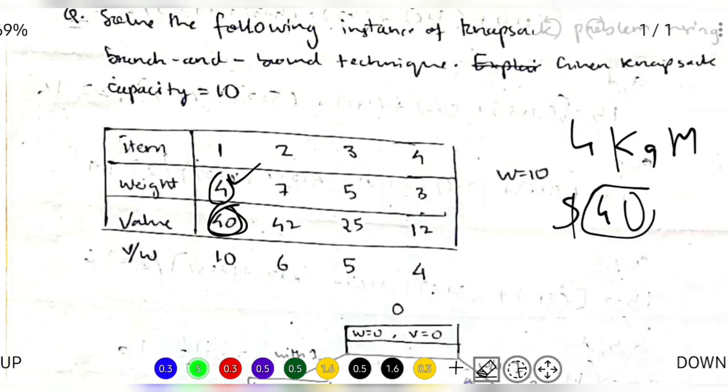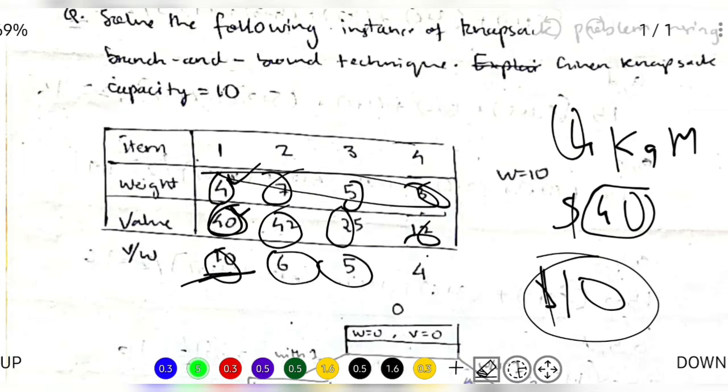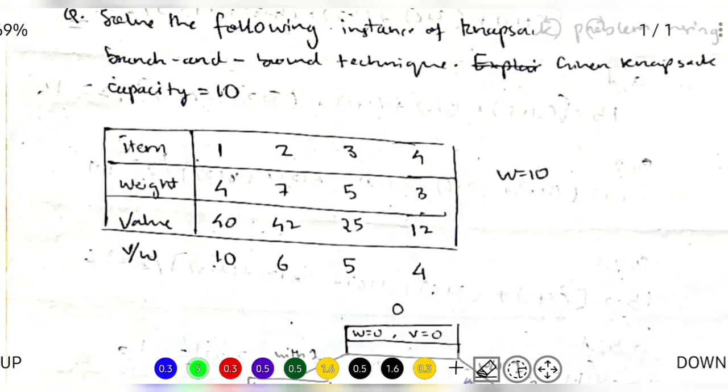What I will do, I'll divide 40 by 4, then I'll get the price of 1 kilogram as $10, right? That I'll be mentioning here. I'll be finding out the price for 1 kilogram of each object. So I'll be dividing the value with the weights, then I'll be getting the value for 1 kilogram. I'll be arranging that in descending order. This is already in descending order: 10, 6, 5 and 4.